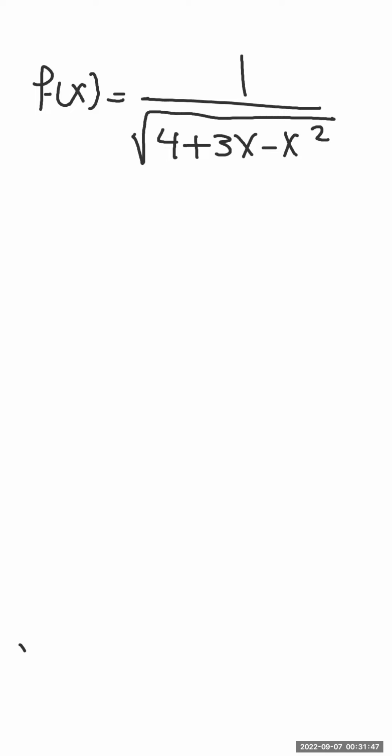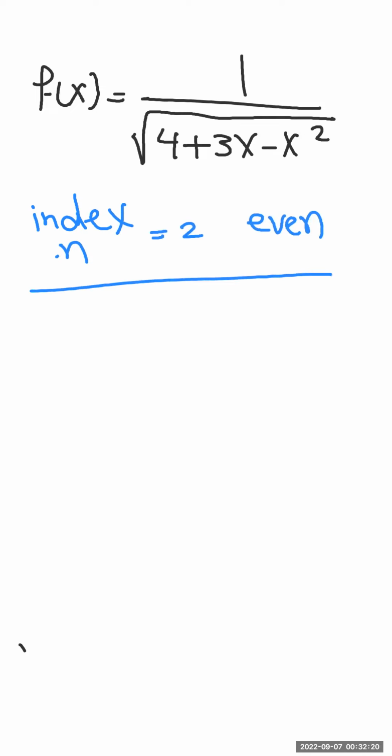Okay. So now, this function actually seems like a fractional function. So also I care about the denominator, right? So now the index n equals 2 because it's a square root, so even. So now 4 plus 3x minus x squared must be greater than or equal to 0.